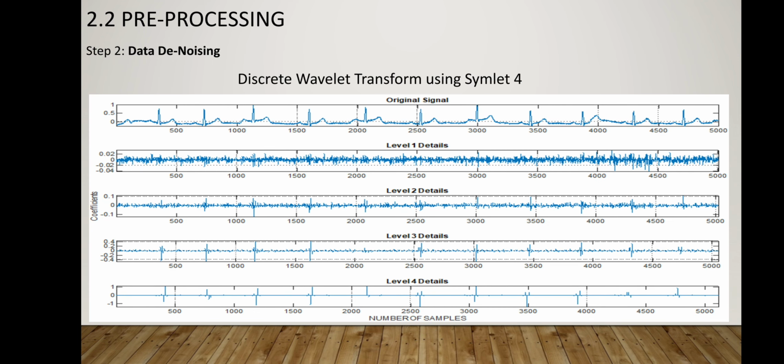Step two of the pre-processing was the data denoising. In this step, the noise associated with the ECG signals was removed using an efficient band pass filtering technique called discrete wavelet transform. DWT was able to segregate the coefficients into four layers as shown in the figure. At this stage, we reached a conclusion that only layers 3 and 4 should be used for further processing, and layers 1 and 2 should be discarded.